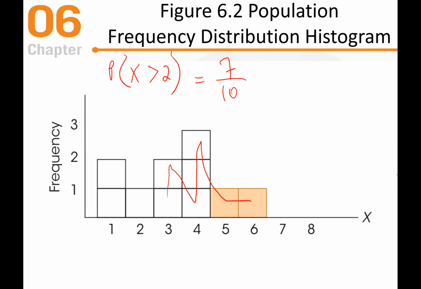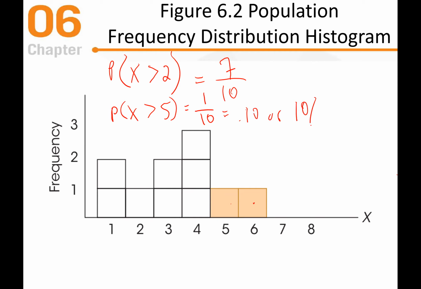The second question asks, what is the probability of getting a score that is greater than 5? Well, the total number of possible outcomes hasn't changed, so that's still 10. And there's only one block that is greater than 5. So that's 1 out of 10, or 0.10 or 10%. This one is 0.70 or 70%.